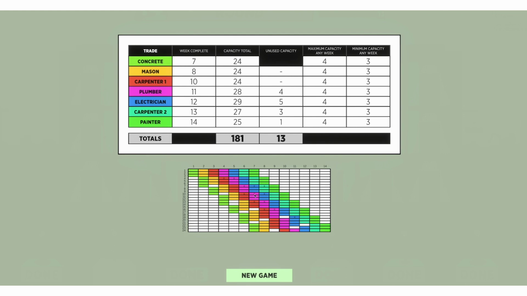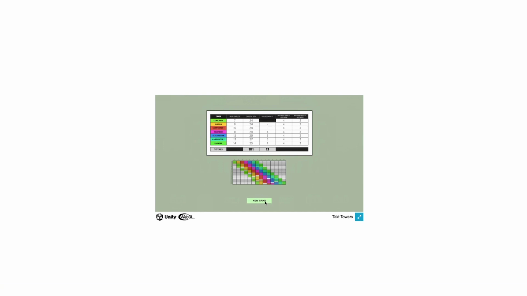You can see the X's here where there's still roadblocks, and then the white blank spaces are where they couldn't do work. So not bad. This is typically what we see when we do Takt in the real world. And so let me go ahead and hit escape, and I'm going to hit a new game.